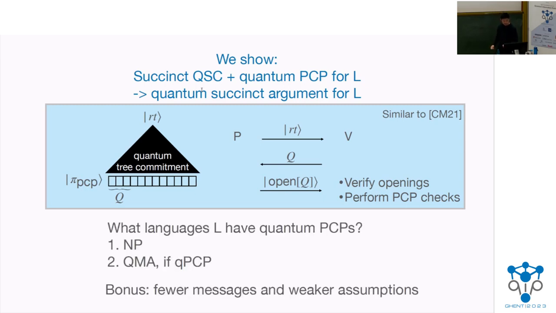So which languages have quantum PCPs? What can we stick at the bottom of this tree commitment to make this work? So we know that all of NP has PCPs by the PCP theorem. And if the quantum PCP conjecture is true, we can stick a quantum PCP on the bottom. Okay, great. But we actually do this in three messages. And classically, this requires four messages and also requires collision-resistant hash functions. So, but we require weaker assumptions for it.